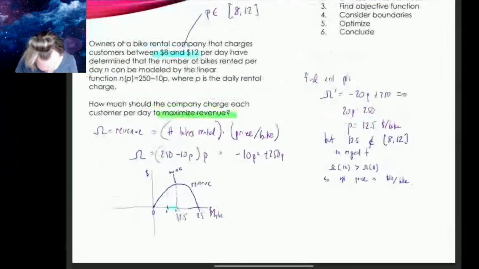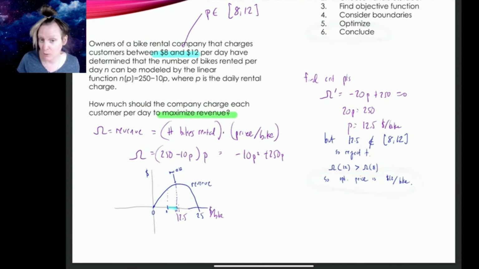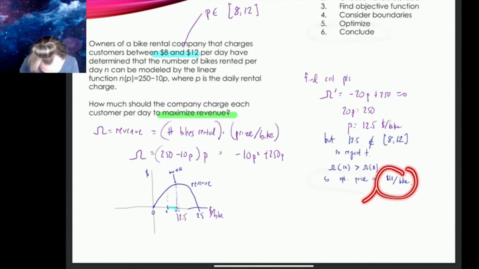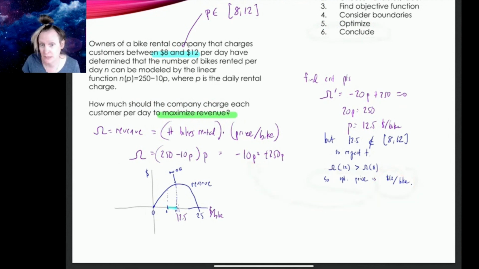And what are we being asked when we go to conclude? How much should the company charge each customer per day? Okay, cool. That is exactly what I found right here. What I didn't get asked was, what's the optimal revenue? In which case I would have taken this and fed it through my revenue function in order to get how much money we're taking in gross per day from renting bicycles.